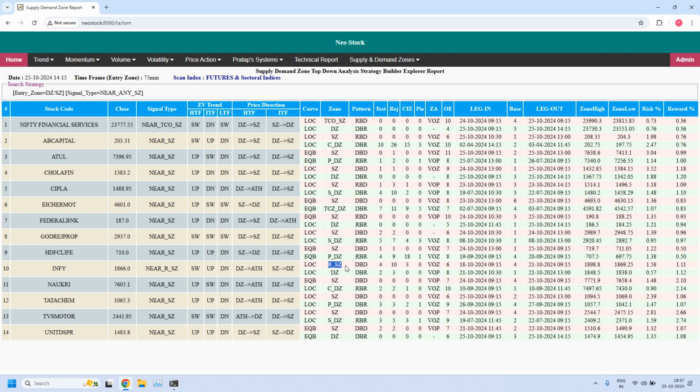NIFTY is having a high liquidity 75 minute supply zone. Already tested 4 times, 10 rejections from this zone. That's it. We have only one high liquidity supply zone. So today we identified only 2 high liquidity zones. One is a high daily demand zone and another one is a 75-minute supply zone.